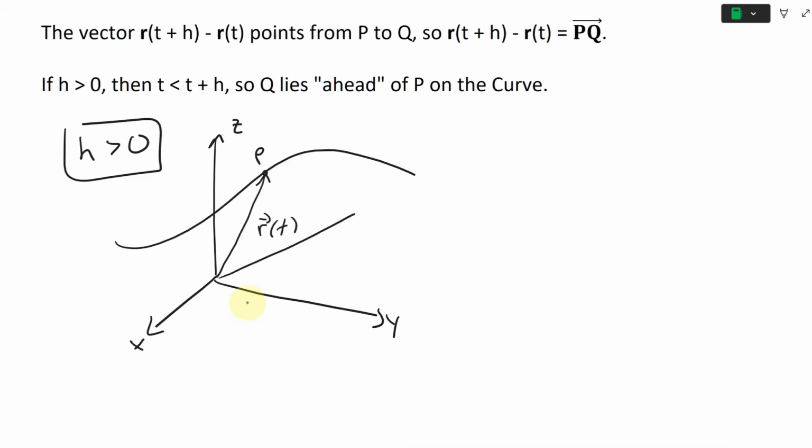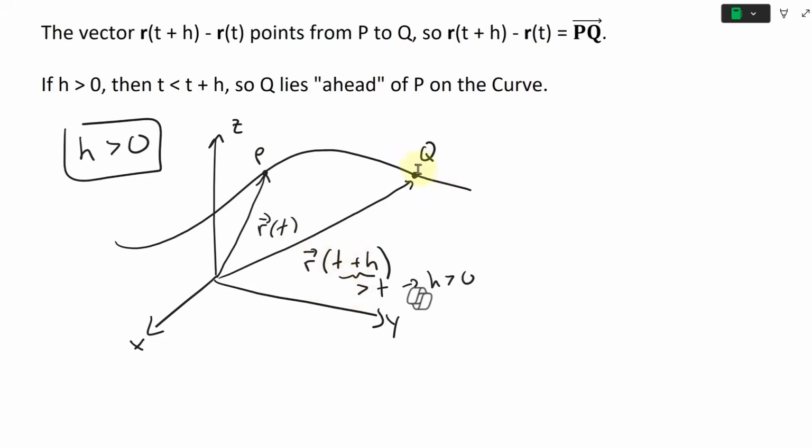And let's say we have a point Q right here. And I'm going to just extend this out. Here I just quickly extend it out, and then say this is our point Q like this. Now this one right here, this is r of t plus h. So if this is greater than t, in other words, h is greater than 0, then this has to be bigger than it.